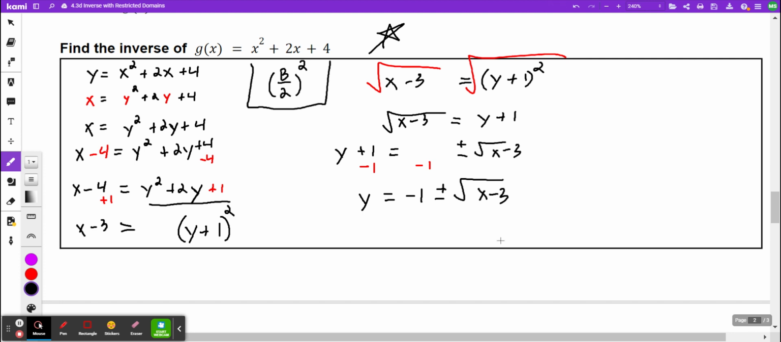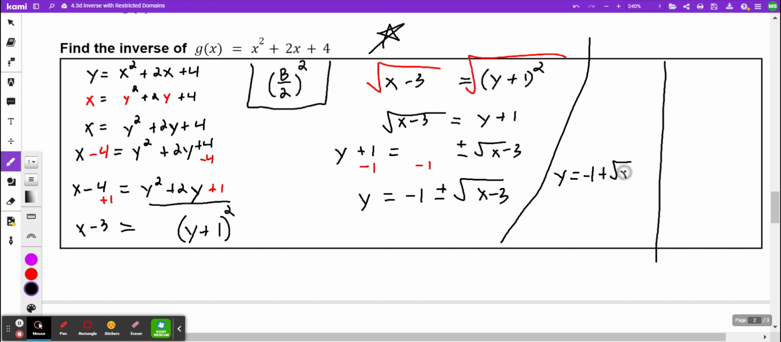Now it's actually nice. I'm either going to get y is equal to negative 1 plus the square root of x minus 3, or I'm going to get y is equal to negative 1 minus the square root of x minus 3, because I'm trying to make it so that I do not have the sideways parabola, because it's not a function. Let's show you in 3, 2, 1.